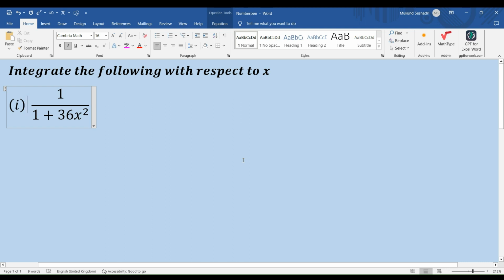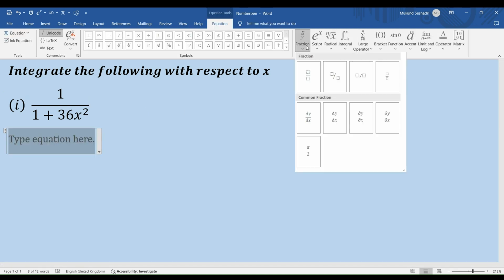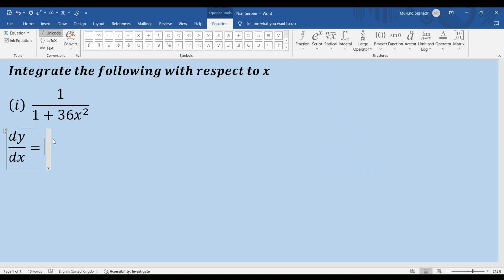So there we have the problem on our screen. Integrate the following with respect to x. We have 1 divided by 1 plus 36x square. So what we have been given is dy by dx and we've been asked to find y. So let's write down what is our dy by dx and our y.